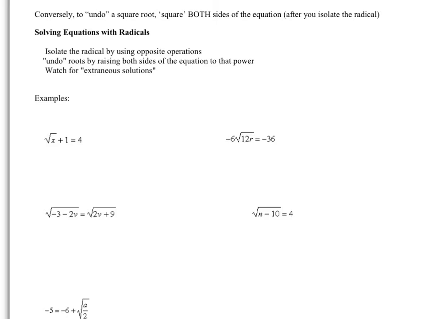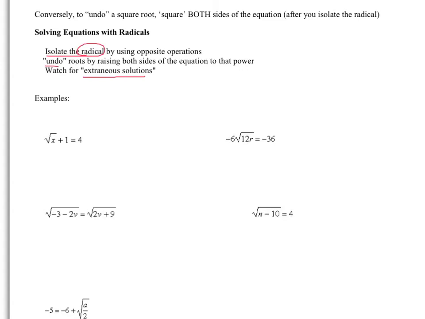Rules are similar to when there's a square in the problem. We want to isolate the radical, and then we will undo it by raising both sides of the equation to that power. So a square root you would square, a cube root you would cube, and so on. But there's one caveat, and that is you have to look out for extraneous solutions.